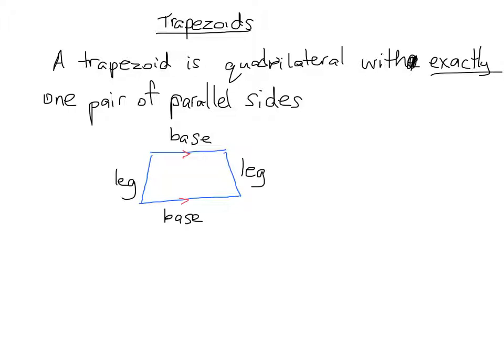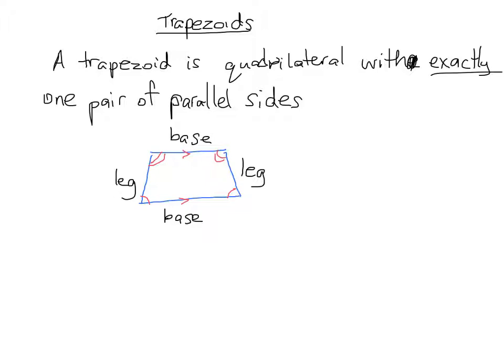Two legs, two bases. We also have base angles. So the base angle of a trapezoid is formed by a base. So we have a base right here and a leg, and we have a leg right here. So in between, we have a base angle. We have another base angle over here between the base and the other leg, and we have base angles up here as well. So even though we always think of bases as the bottom, in this case the base is not necessarily the bottom. The base is our parallel sides.